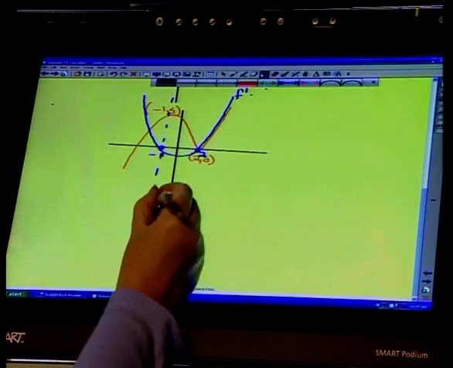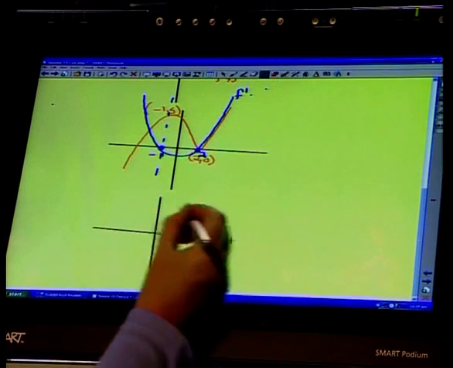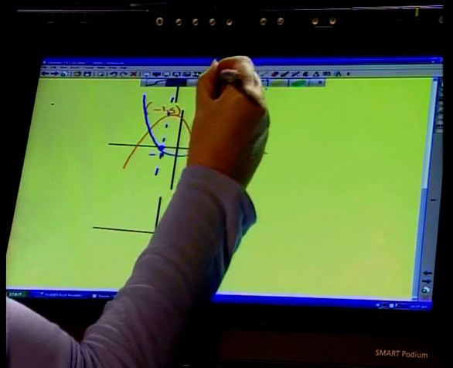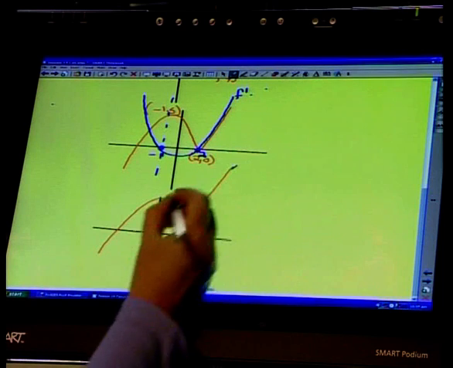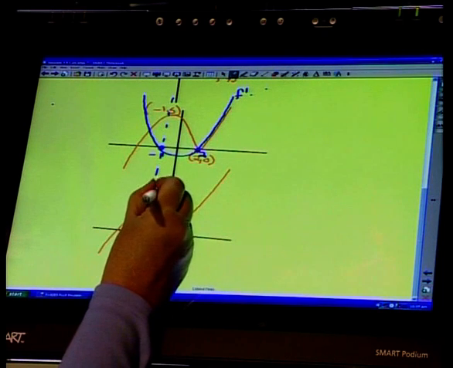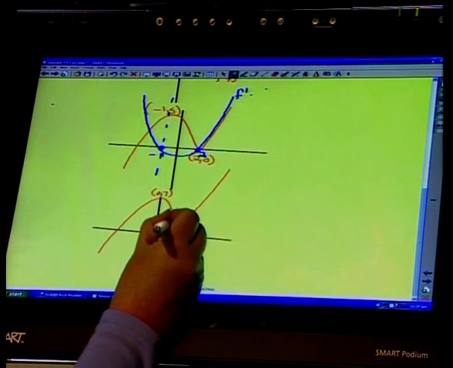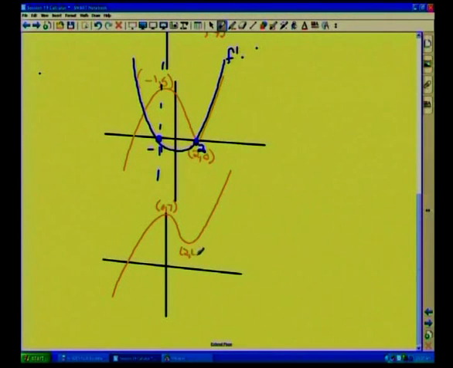Let's try another one. Okay, let's put in a peach graph for you. Let's make it look a little different this time. This is 0, 7, and let's make this 2, 4. Okay, this is f.